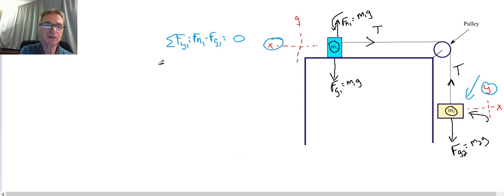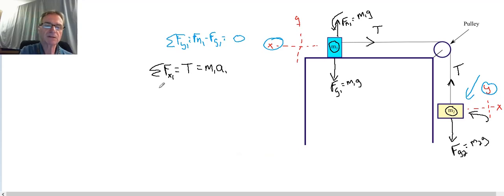So let's write the sum of the forces in the x direction for block M1. What do we have? We have tension, the tension in the cable, and we have nothing else in the x direction. We have no friction, haven't said anything about friction yet. And that's it. So what's that going to equal? It's going to equal M1 times A1. And that's it. We haven't given any numbers for the masses yet. We'll do that in a few minutes.